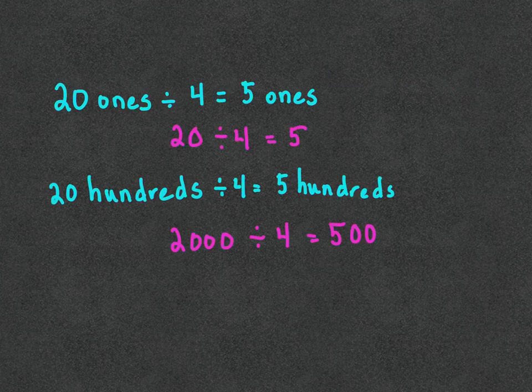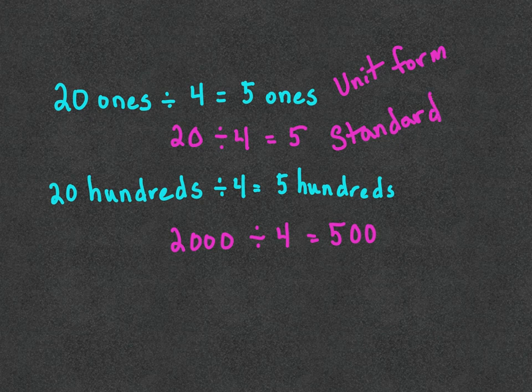So if you look at these different ways of looking at how we could be dividing, we've got 20 ones divided by 4 equals 5 ones. That is in unit form. Then we have 20 divided by 4 equals 5, and that is what we call standard form.